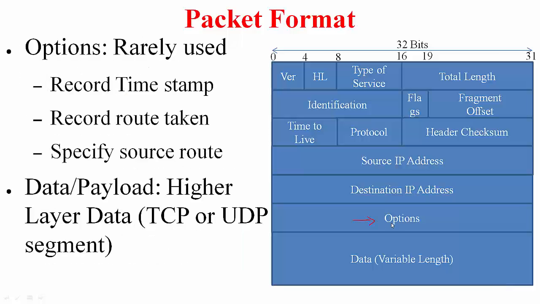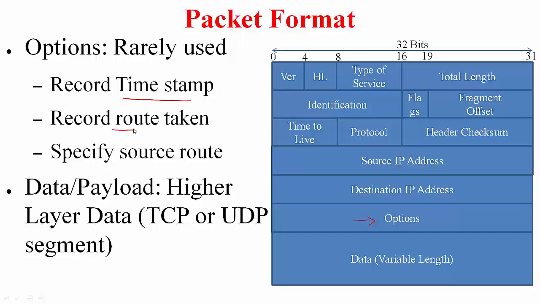Following the addresses are the options field. These are rarely used in practice, but they are there in case you need them. So options can be used, for example, to record the timestamp. So as a packet goes through, each router can timestamp saying I received this packet at this particular time. This can help in performance calculations, like how much time a packet spent at each router, what was the round trip time, so on and so forth.